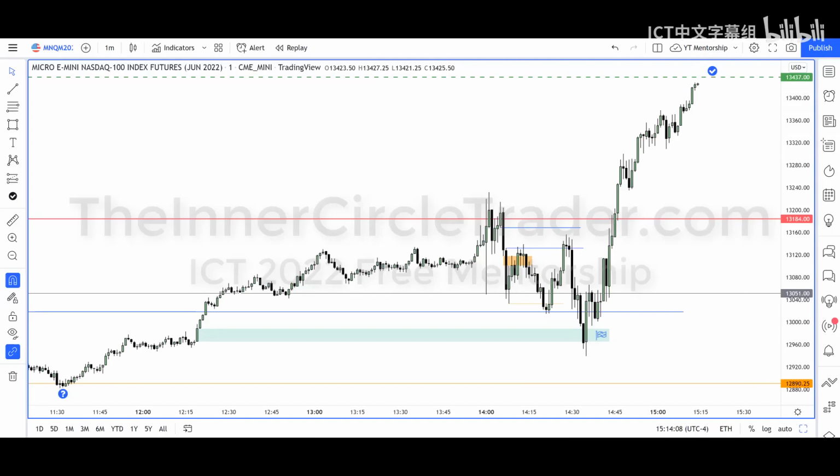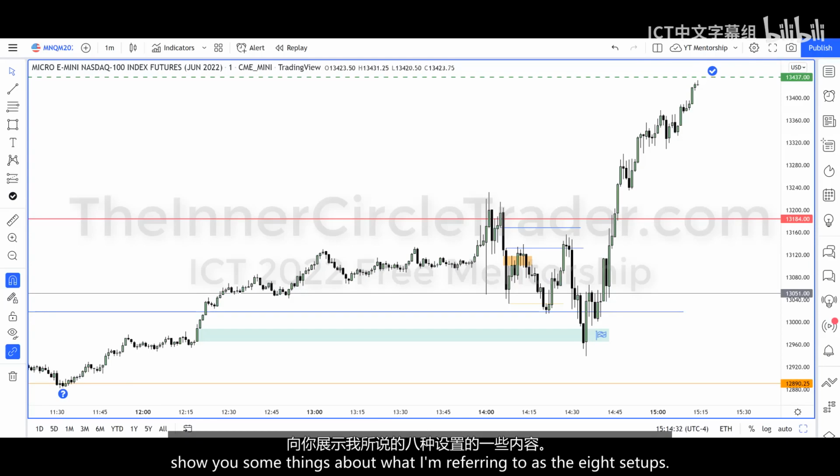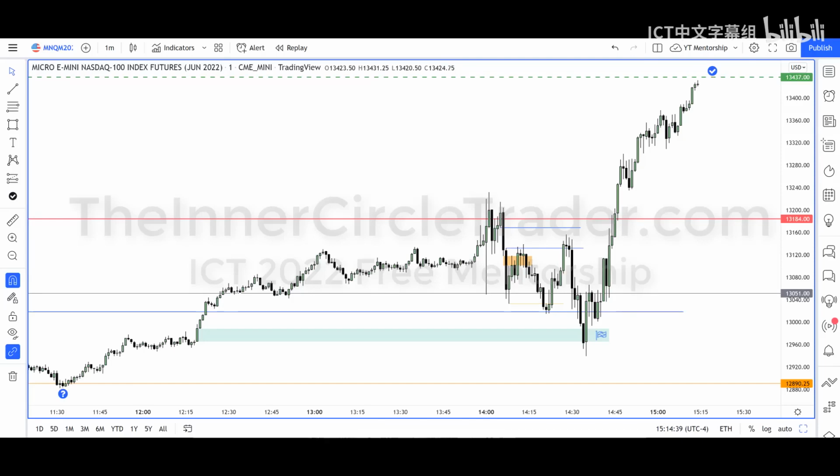And really, technically, there's 1, 2, 3, 4, 5, 6, 7, 8 trades in this whole entire thing. So once it trades this level here, I'm looking for it to hit that, and then I'll go in and show you some things about what I'm referring to as the 8 setups. And this might not be the real setup that you would be looking for. It might be one of the 8 that I'll show you.